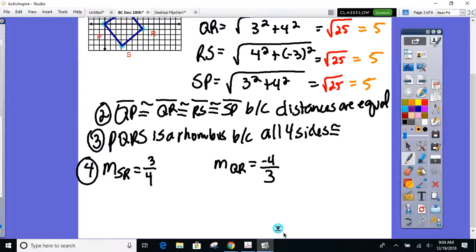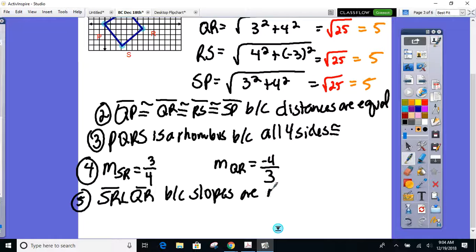Step 5. What did we just learn? What does this tell you, if one slope is 3/4 and the other is -4/3? They are negative reciprocals, which means SR and QR are what? Perpendicular to each other, because the slopes are negative reciprocals.